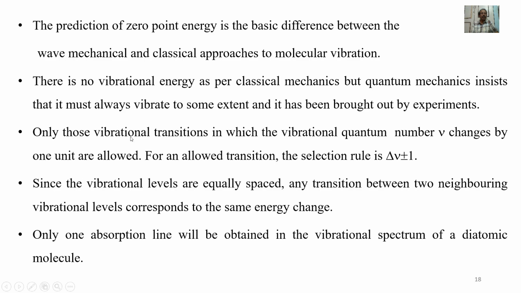Only those vibrational transitions in which the vibrational quantum number nu changes by 1 unit are allowed. For an allowed transition, the selection rule is del nu equals plus or minus 1. Since the vibrational levels are equally spaced, any transition between two neighboring vibrational levels corresponds to the same energy change. Only one absorption line will be obtained in the vibration spectrum of a diatomic molecule.